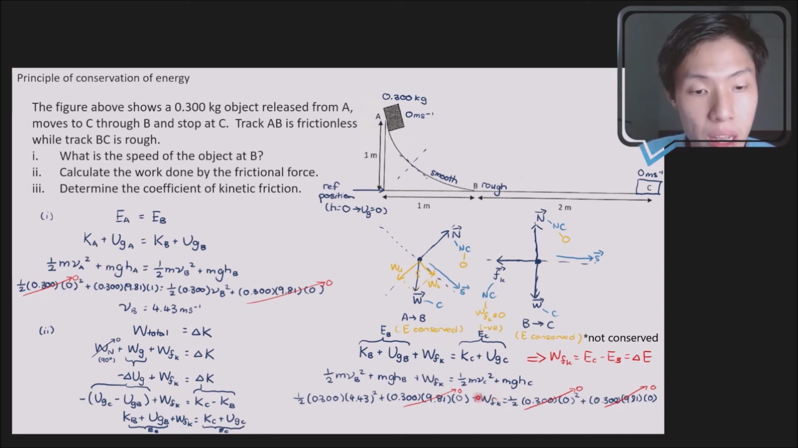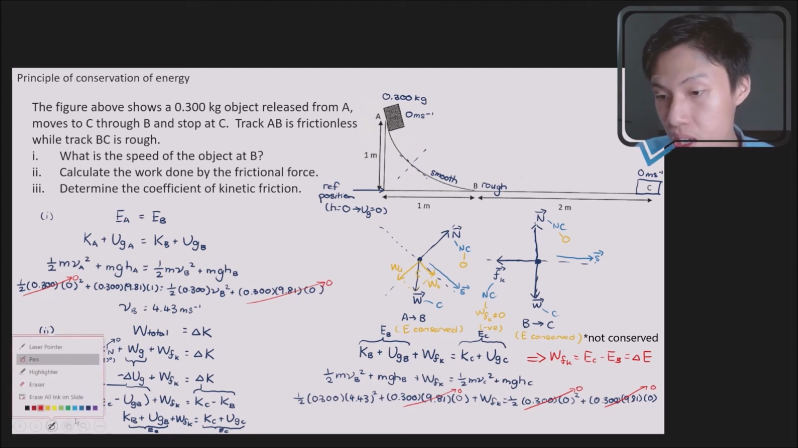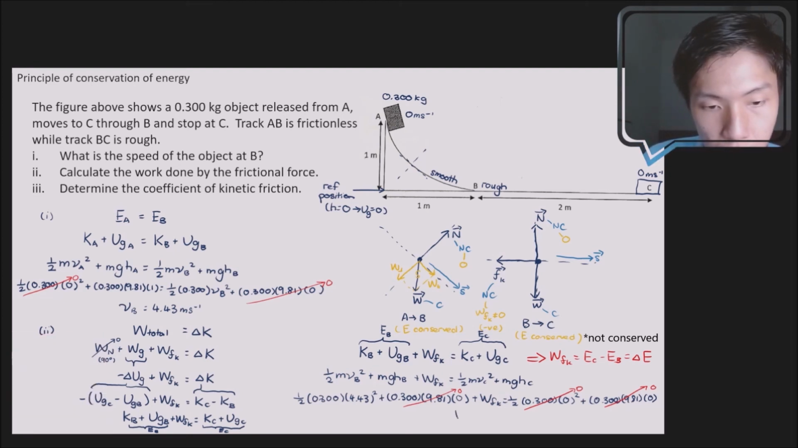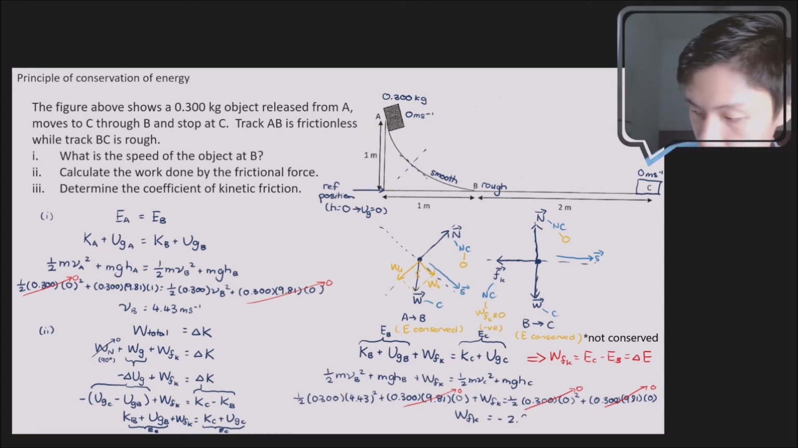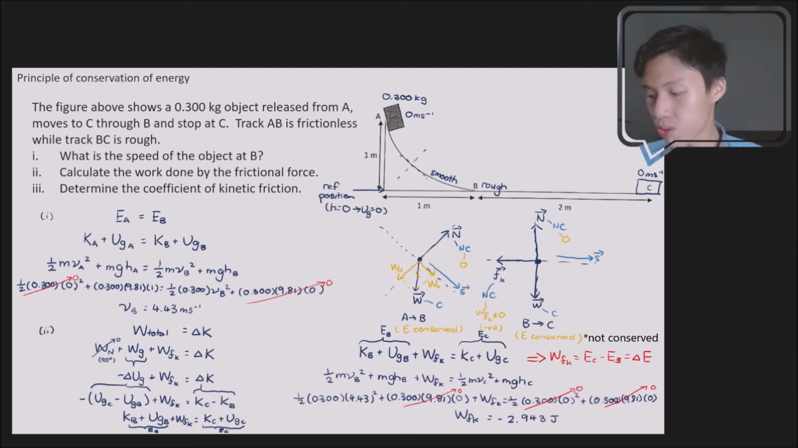In essence, the work done by kinetic friction will be equal to the negative of the initial kinetic energy over here, because all the terms become 0 right now. So your work done by kinetic friction will be equal to negative 2.943 joule. Okay, so this will be your work done by kinetic friction. Now let's move on to the third question.